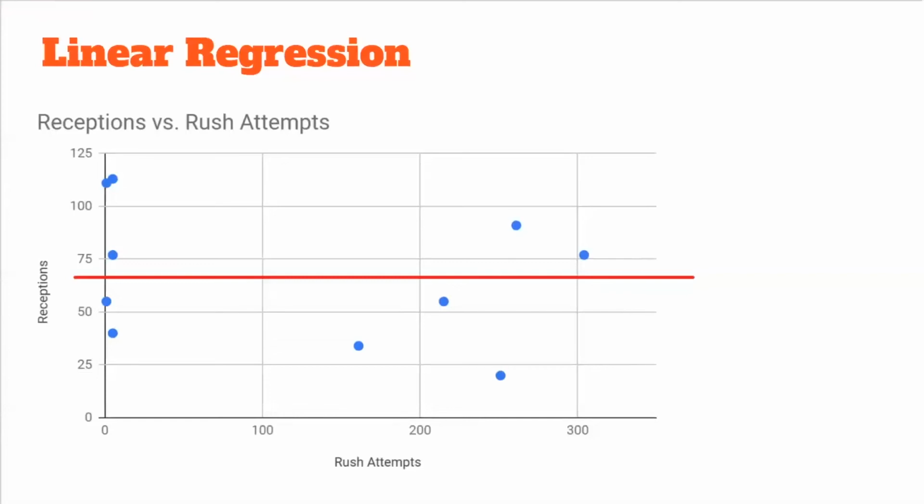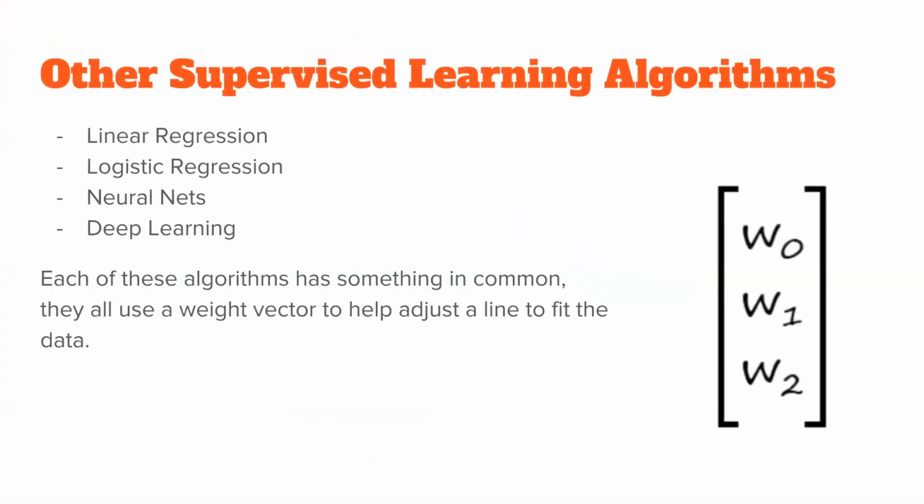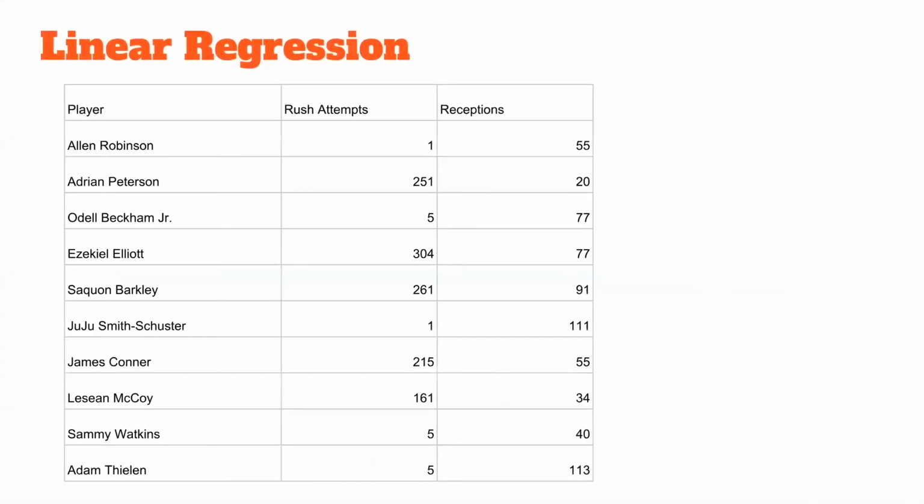Now, the way linear regression and logistic regression works is it goes through all of your data. And using those weights from before, it adjusts the slope of your line. So each one of these weights adjusts your slope when it's applied to the data element. So the weight vector would be multiplied against the rush attempts, and the receptions would be multiplied against the receptions. We're not going to get that far. Really, the most important thing I want to tell you about is that both linear regression and logistic regression are reward and punishment type algorithms.